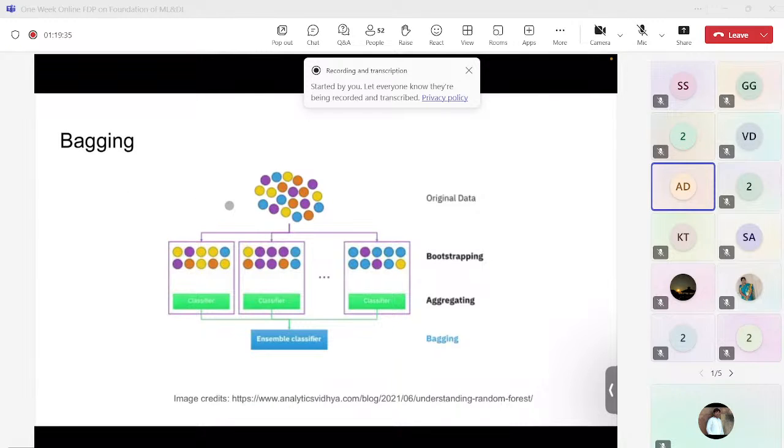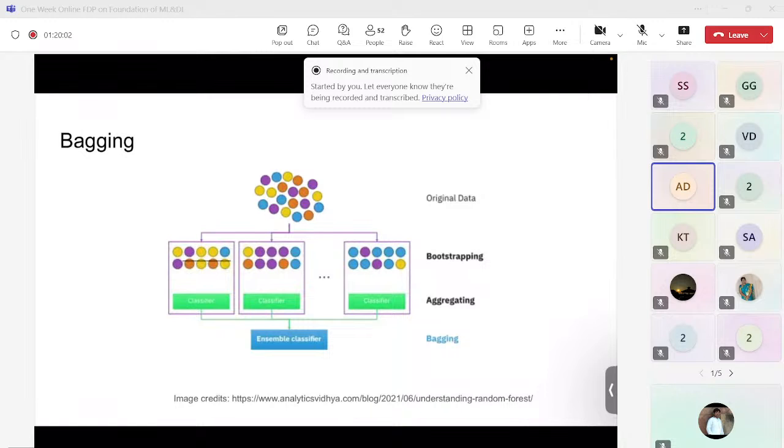So in bagging, you have your original data set, and then you do something called bootstrapping. Bootstrapping is nothing but sampling with replacement. I am assuming everyone is familiar with sampling with replacement. If not, just think of it like you're picking a subset of it, but those samples can again be picked in another subset. It's not like mutually exclusive subsets. There can be some common data points in 2 or 3 subsets.